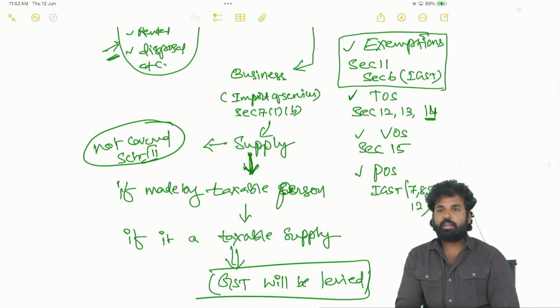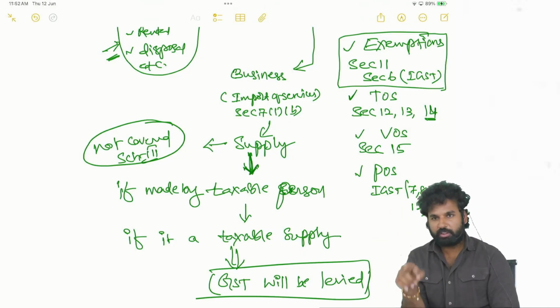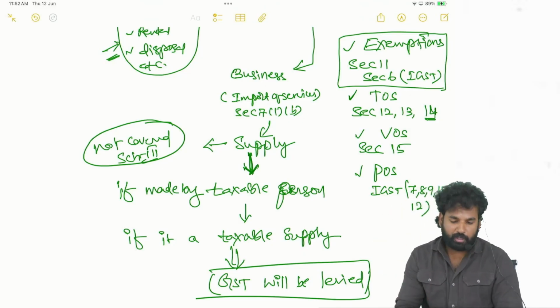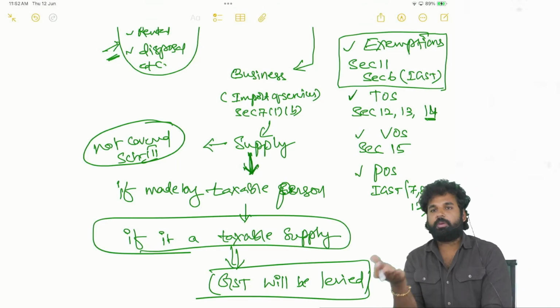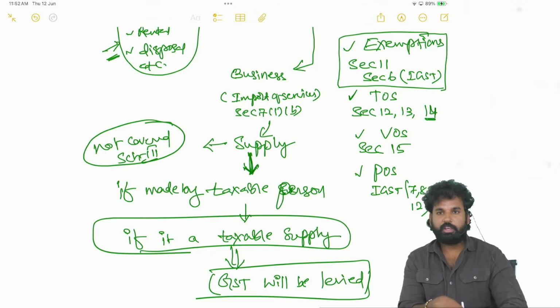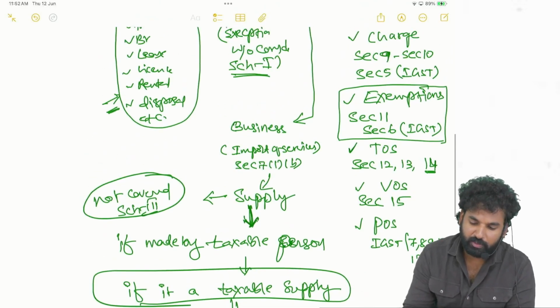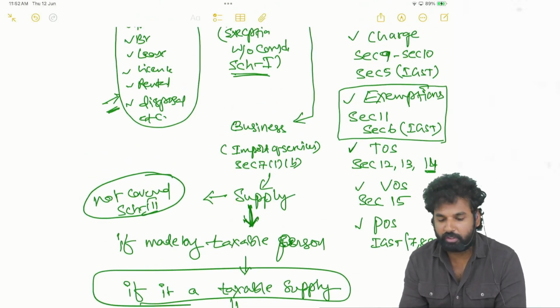So in order to attract GST, if all these conditions are met, then the GST will come, if it is a taxable supply. When it is not an exempt supply, then it is a taxable supply. That exemption we have to discuss now. That is the relevance of exemptions here.